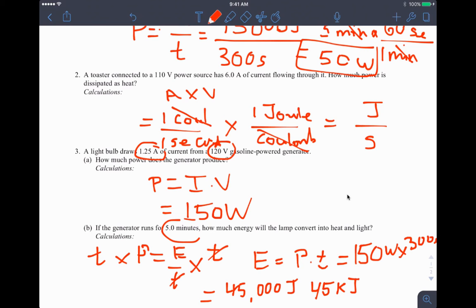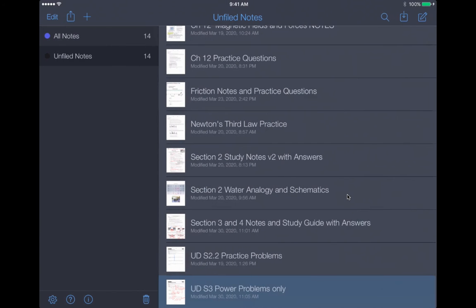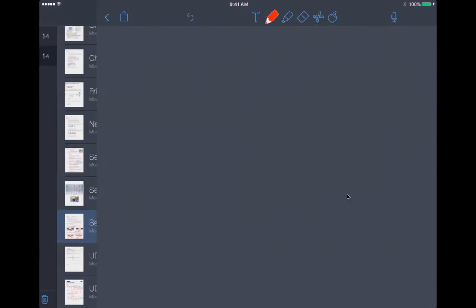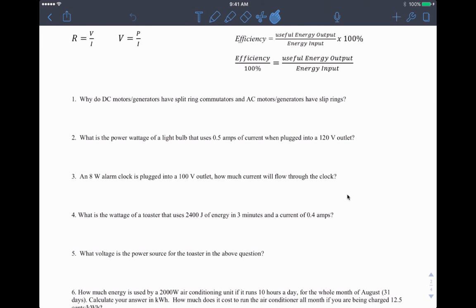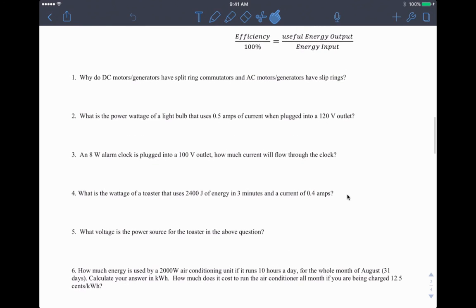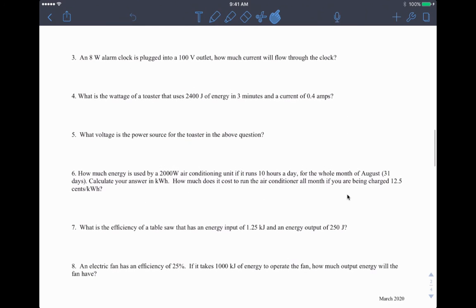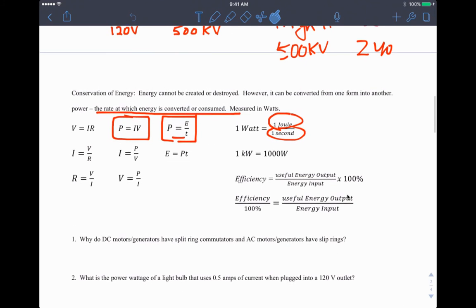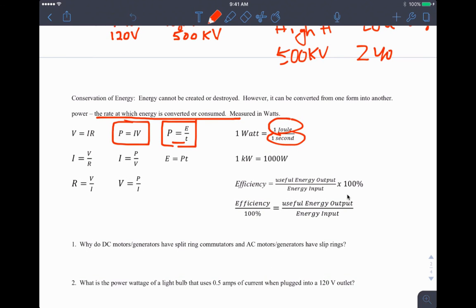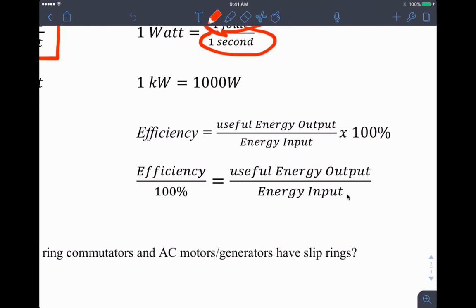At any point in this video, if you need to rewind it or rewatch it, you sure can, but I wanted you to see that very quickly for power. Let's go back to the notes, and I'll let you answer questions 1 through 5. I'll post the answers later, but I want you to practice doing those. What I want to focus in on is the formula for efficiency.